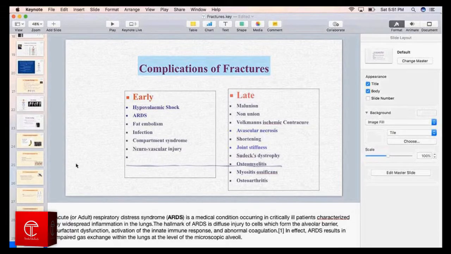So in the complications of fracture, or not only in fracture, in any medical condition, early detection is the best thing. Early detection of complications is the best thing. So you should be aware of the complications of all medical conditions.